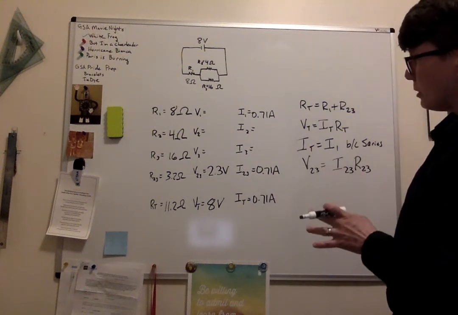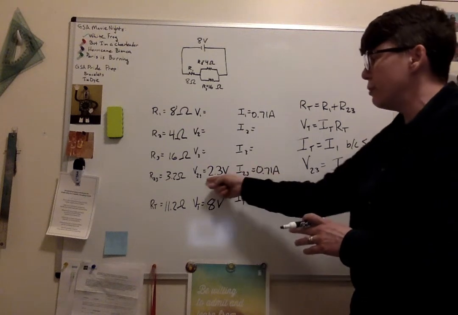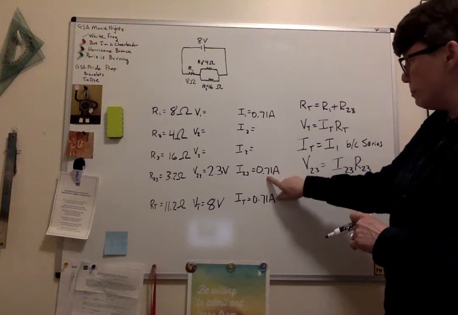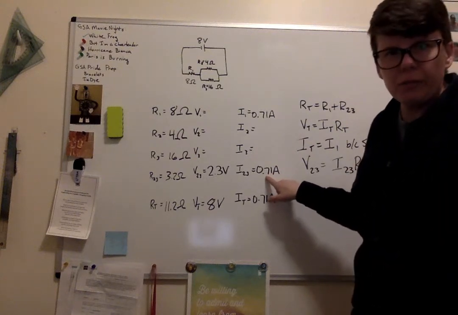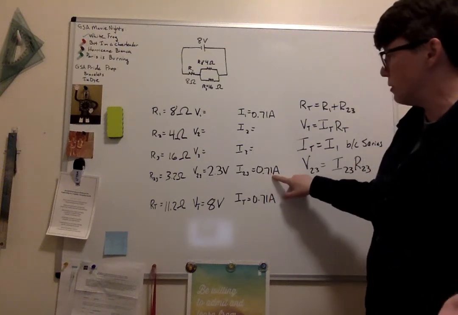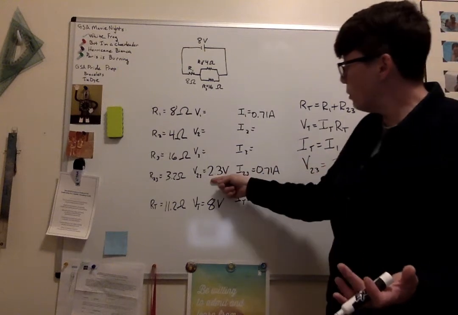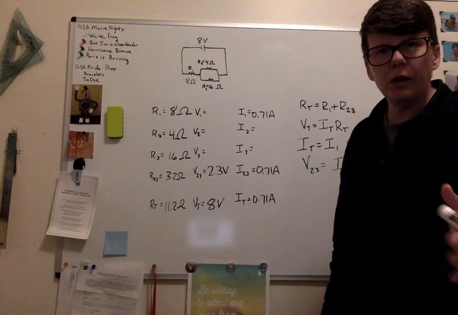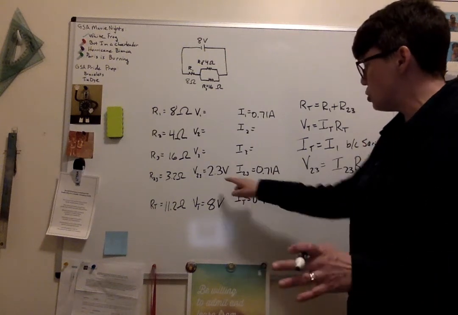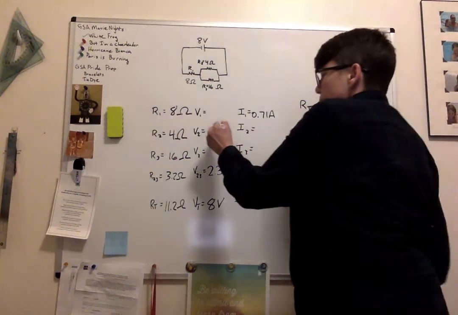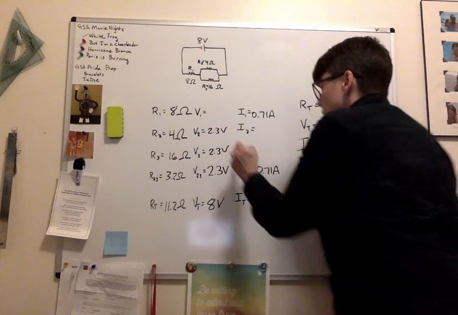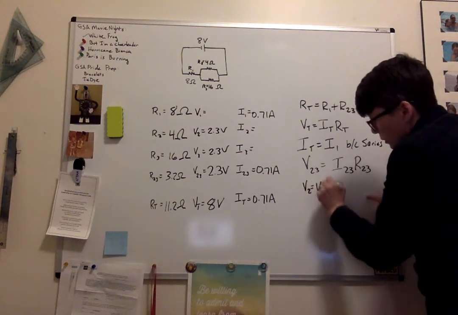Okay, let me look back at the picture and see if I can distribute either of these numbers anywhere. I know that I2 and I3 is going to add up to this, but there are any number of possibilities that could add up to be 0.71. Not useful right now. What about the voltage? R2 and R3 are in parallel, and what I know about parallel resistors is they share the same voltage. They have 2.3 volts. V2 equals V3.